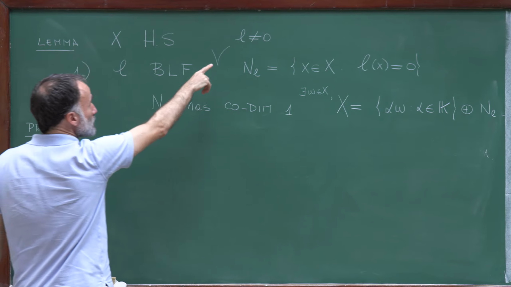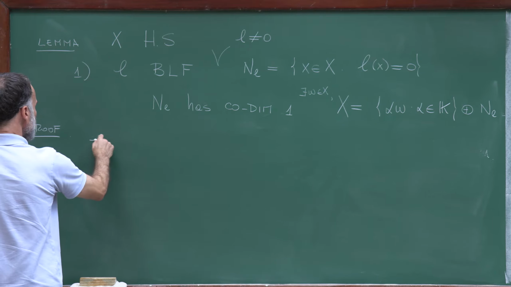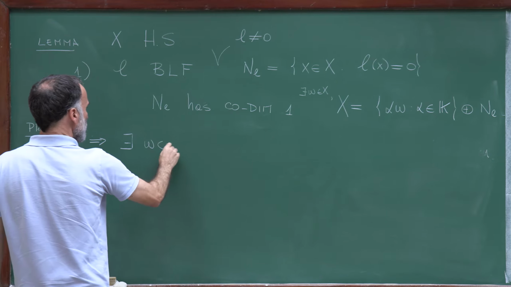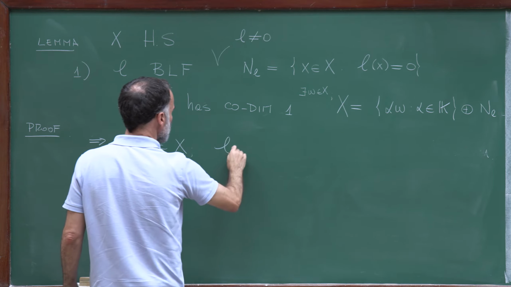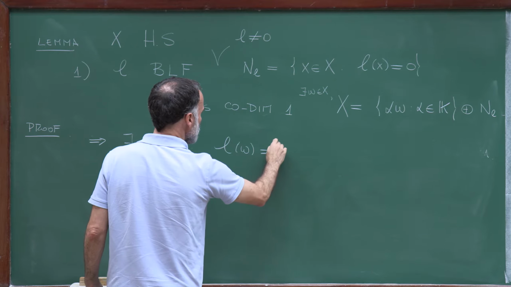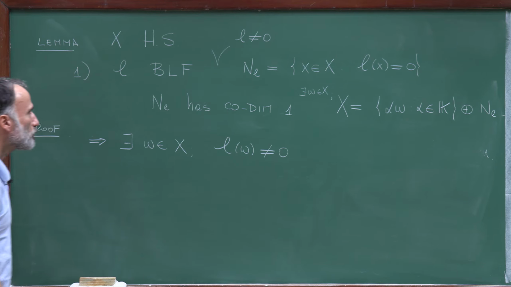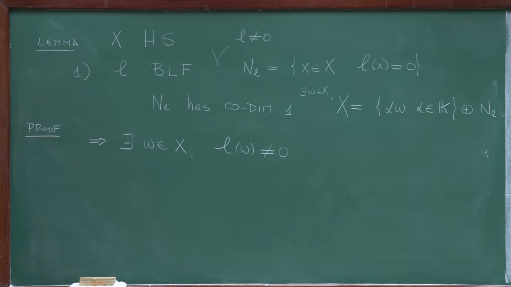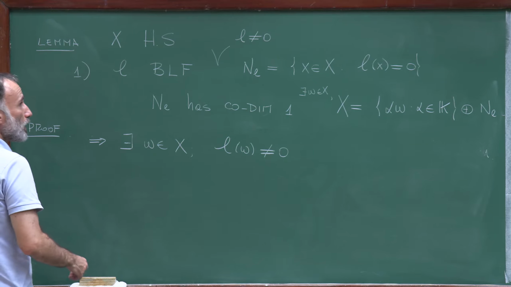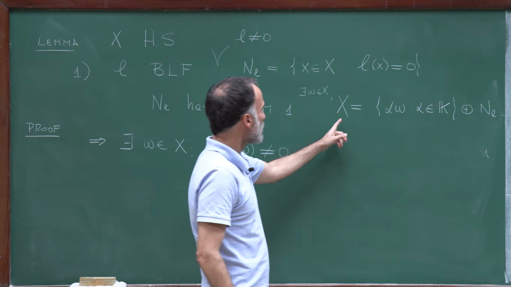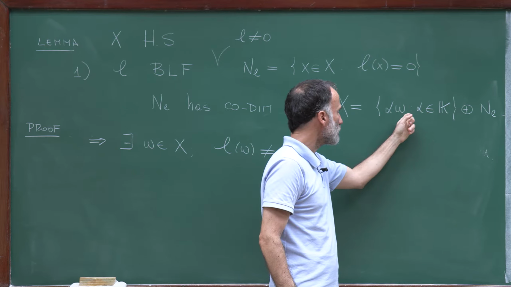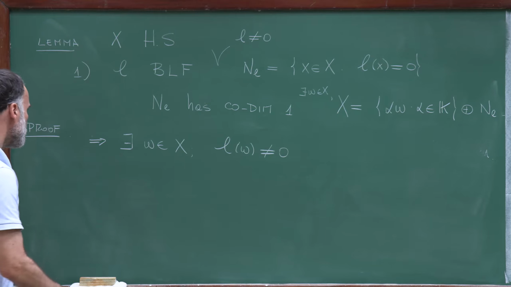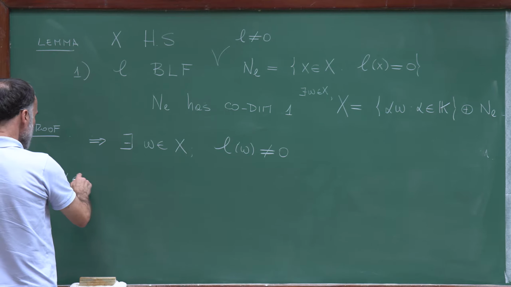So I'm assuming that L is different from 0, which means that there exists a W in X such that L of W is different from 0. We proved already this lemma in the context of Banach spaces, but let me prove it here again. So now I want to write any element of X as a scalar multiple of W plus an element of the null space. So consider an element x in X.